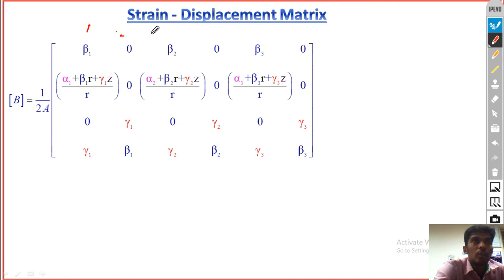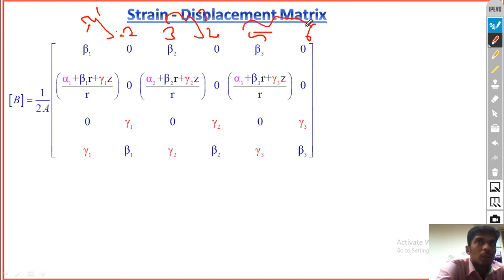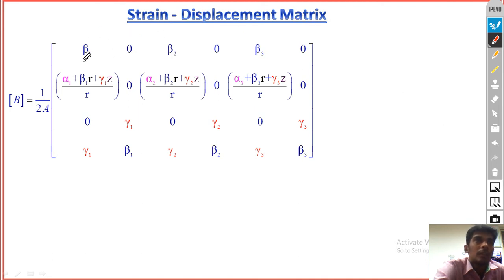Columns 1, 2, 1, 2, 3, 4, 5, 6. Every 2 columns indicate a node: node 1, node 2, node 3. The rows indicate the stress or strain vector parameters. There are 4 stresses and 4 strains, so that indicates the rows and columns. Here first you should mention beta 1, 0, beta 2, 0, beta 3, 0. It depends on the direction of forces.